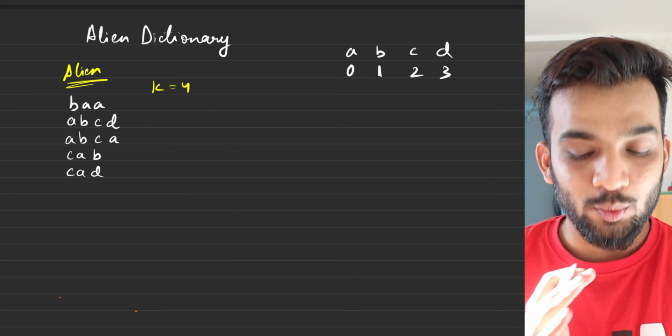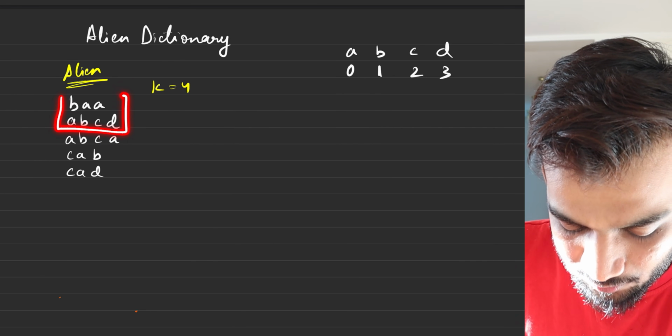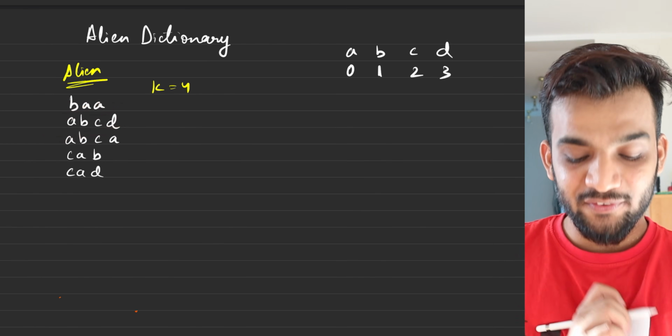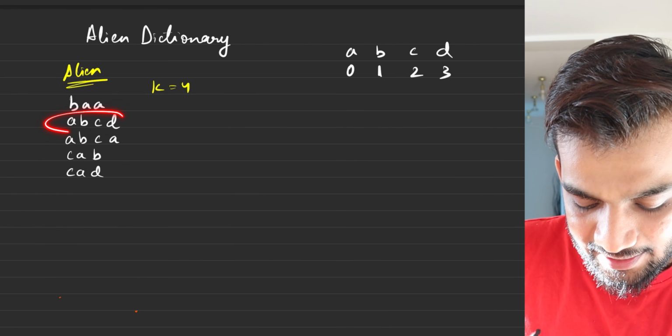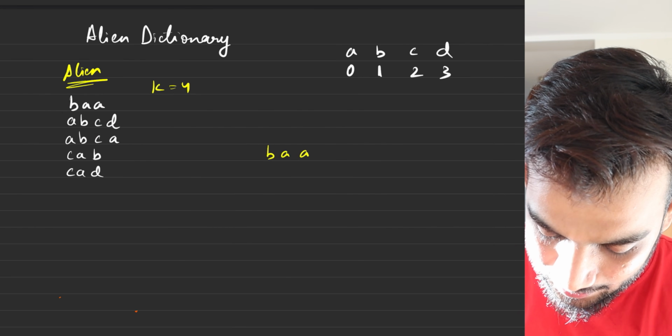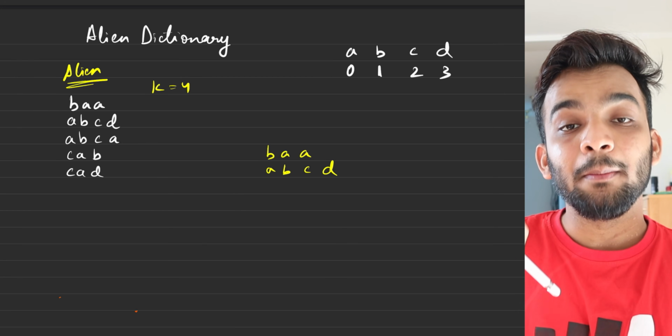Now, what I'll do is, at first, I'll pick up these couple of strings, BAA and ABCD. At first, I'll pick up BAA and ABCD. So I'll say, okay, BAA and ABCD, and I'll figure out why BAA comes first.